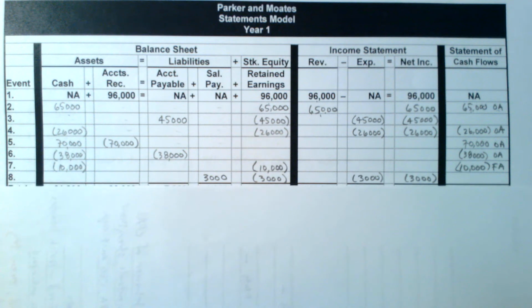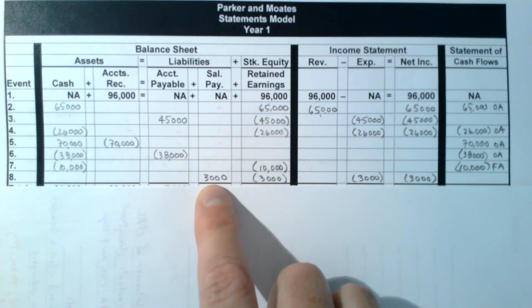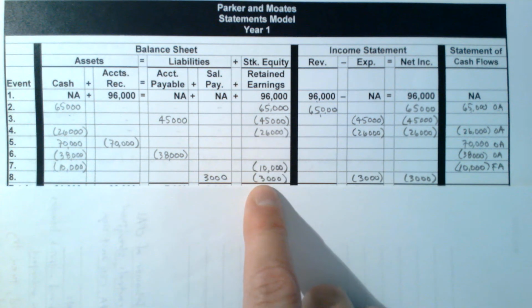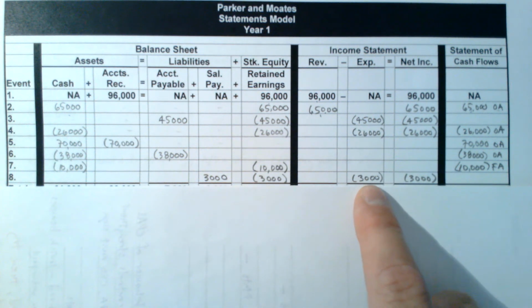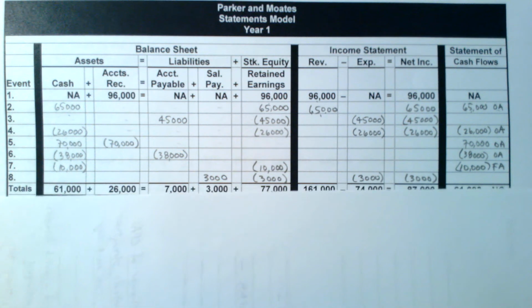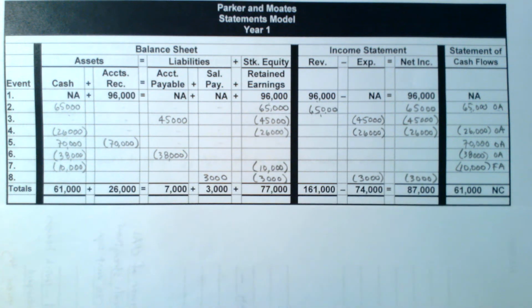So, and then the last transaction, accrued 3,000 of salaries at the end of year one. So my salaries payable goes up, retained earnings goes down because I'm recognizing an expense and there's no cash associated with it. And I can check my math there. By the way, NC stands for net change in cash or net cash.